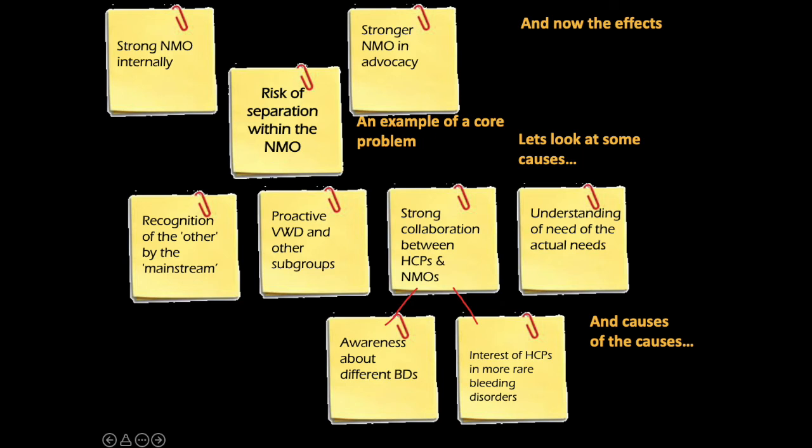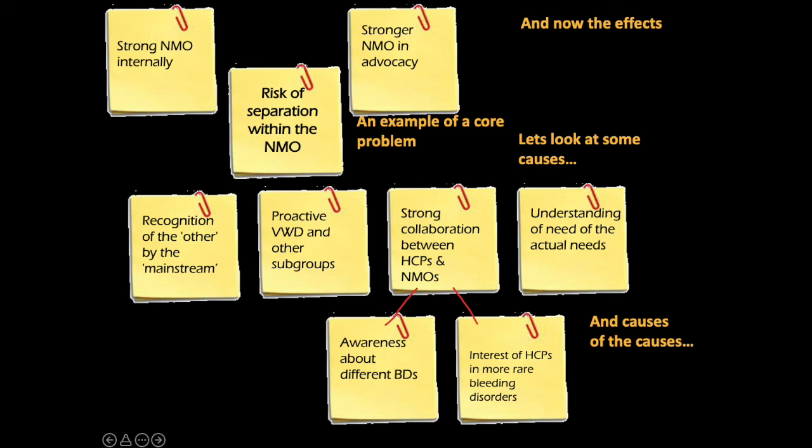And then in order to have no separation or avert the separation, our causes would turn into what needs to be done. So these are the objectives to achieve to avoid this risk. And you have already very clear objectives. So recognition of the other by the mainstream, proactive von Willebrand, and here I added other subgroups because everybody involved has responsibility and they need to be involved, proactive, strong collaboration between healthcare professionals and NMOs, and understanding of the actual needs of people with all the bleeding disorders.